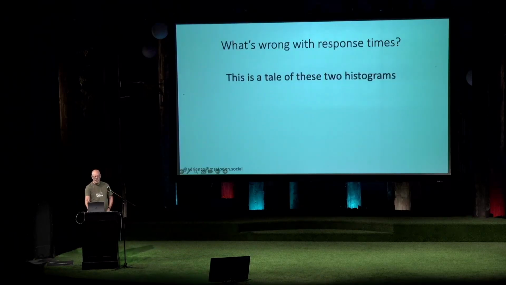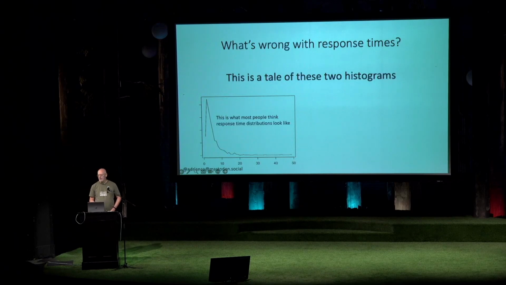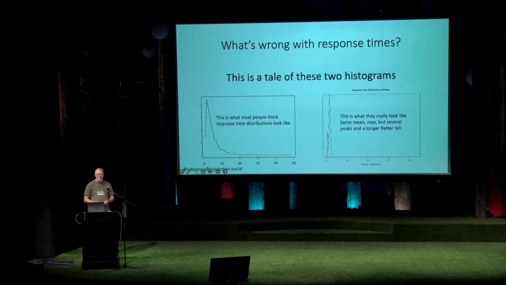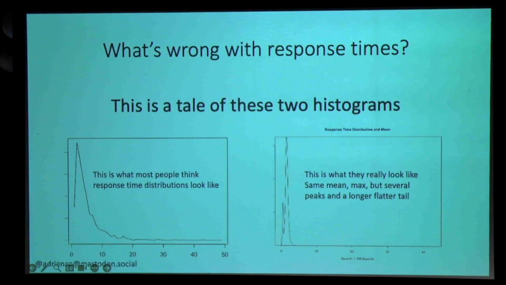These are the two histograms. Most people think response times look something like this: sometimes it's fast, and then there's a long tail of it getting slower and slower. But what it actually looks like is more like this. I constructed these to have the same mean and maximum. But what you find is they tend to be spikier, with multiple spikes, and then a longer, flatter tail. That's the way it looks. But it's hard to see what's going on there. In fact, even the resolution on this display isn't showing it very well.